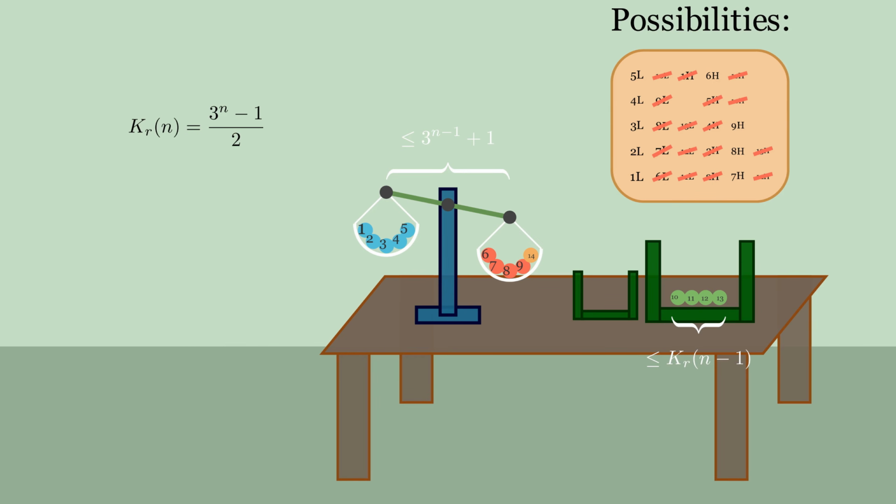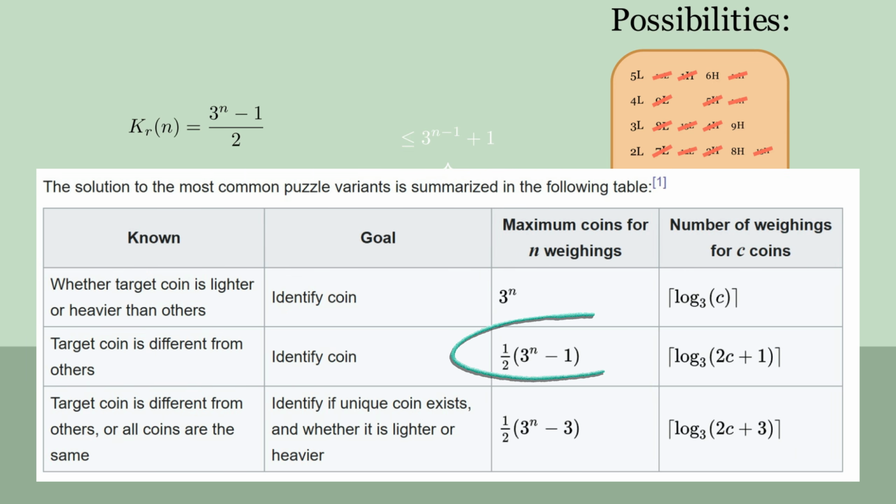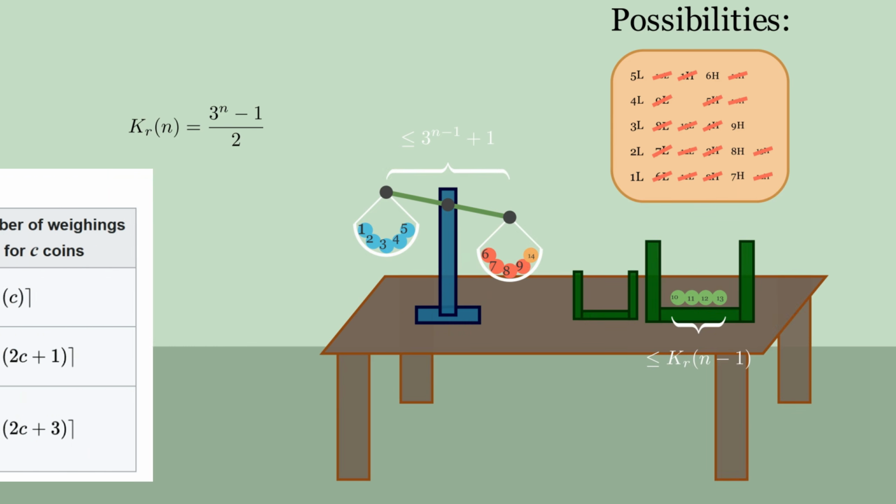It simplifies to this number. This number is also the same one that Wikipedia wrote for the second case, where we have no reference coin, but we don't have to determine the relative weight. It's no coincidence, but I'm gonna leave the explanation for y'all in the comments.